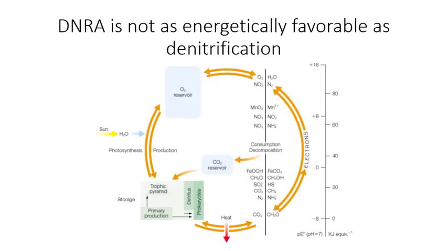You should notice that DNRA is not as energetically favorable as denitrification. Denitrification is right under aerobic respiration there at the top of the redox ladder, while DNRA can be seen several spaces down. But the fact that the nitrogen stays in a bioavailable form, in nutrient form, following its reduction, is a definite plus for this type of metabolism.